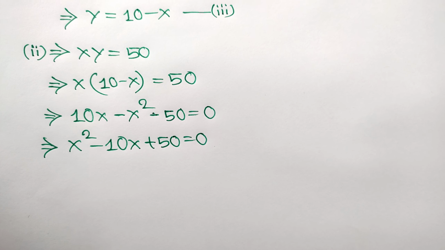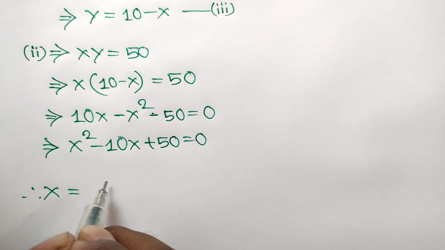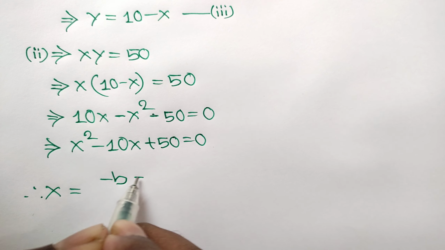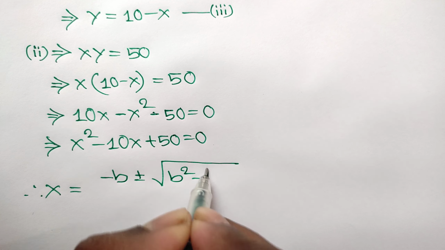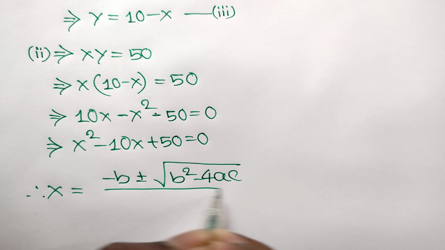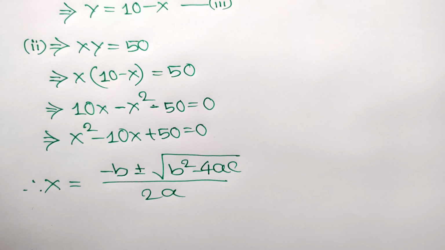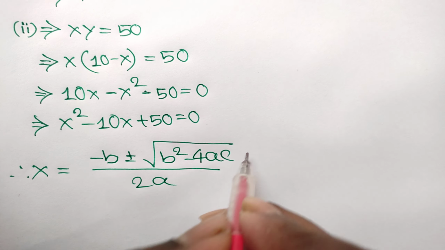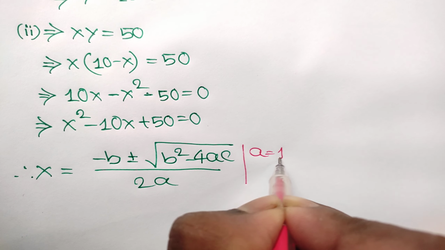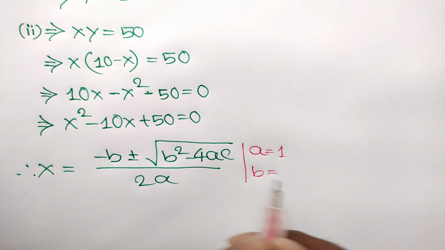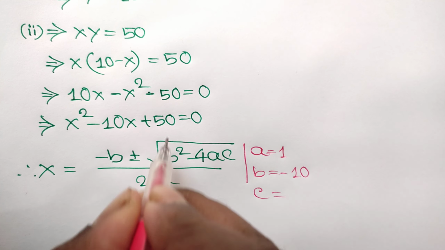Now here we can use the quadratic formula, so we can write x is equal to minus b plus or minus square root of b square minus 4ac over twice a. Here a is equal to 1, b is equal to negative 10, and c is equal to 50.